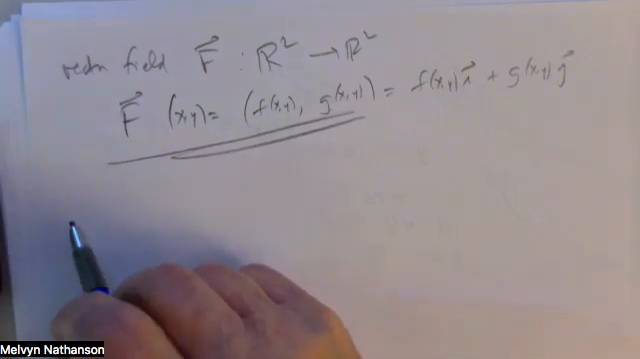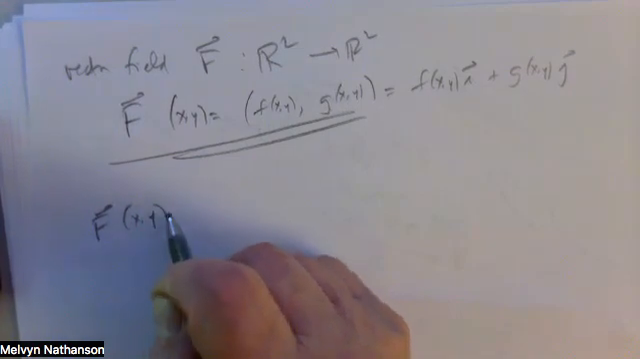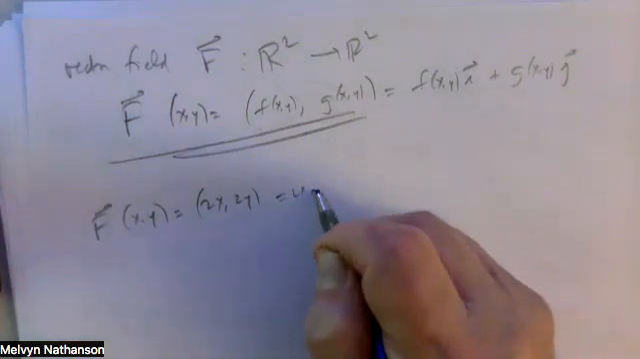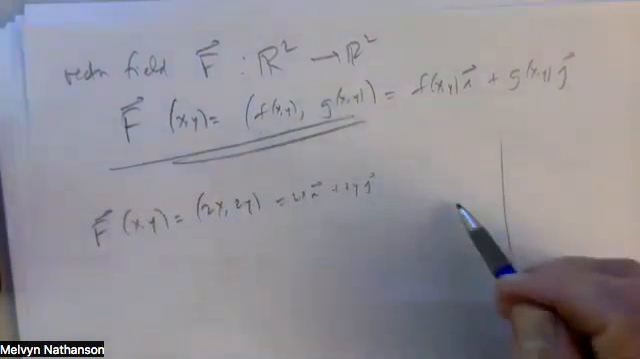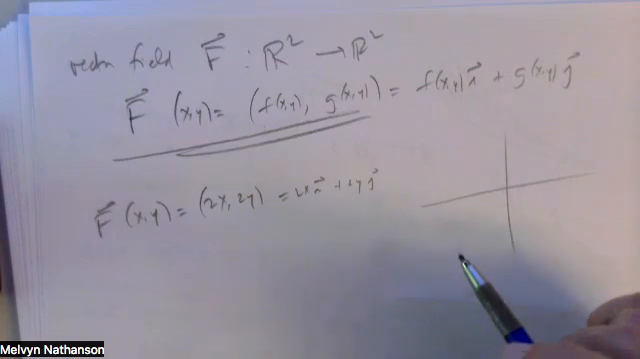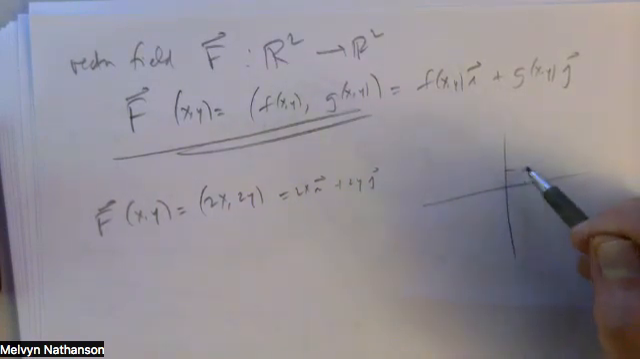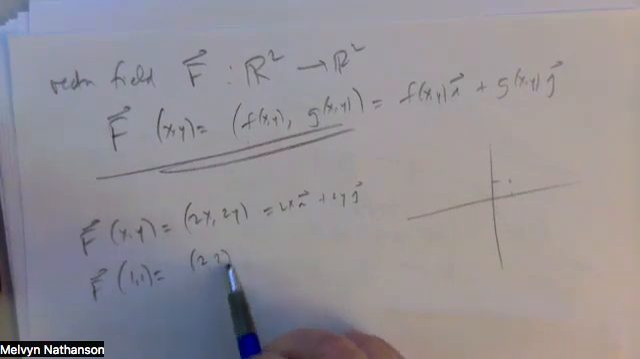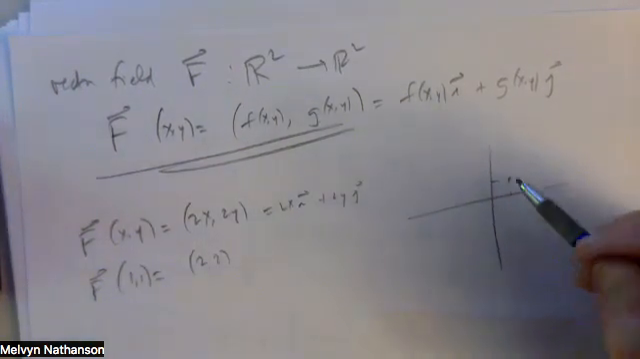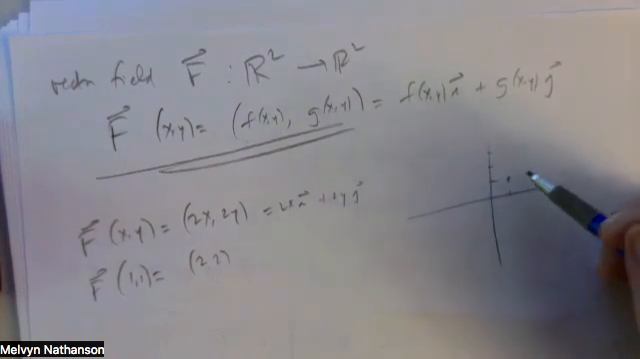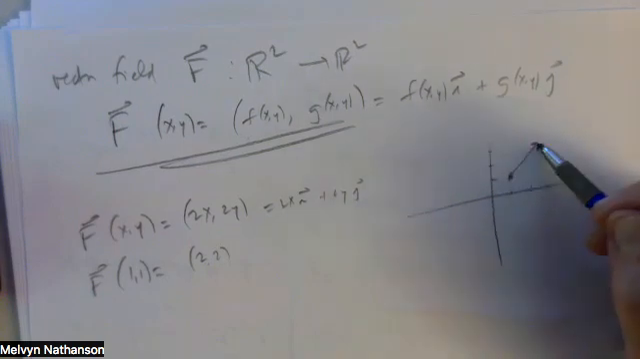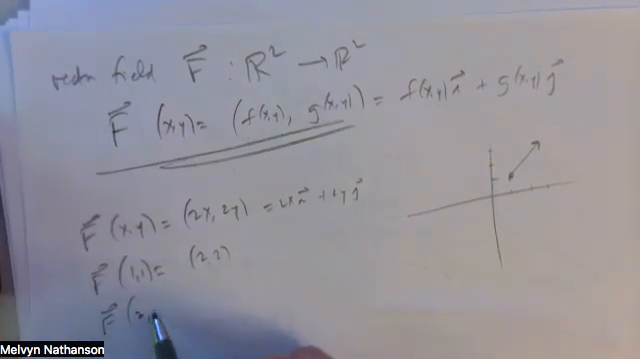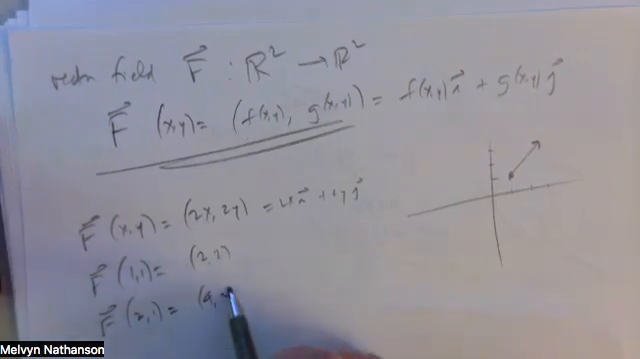So we could have, for example, F of x, y is the vector 2x, 2y. Or if you like, 2x i plus 2y j. So this means to every point in the plane, you assign a vector. So for example, F of 1, 1 is the vector 2, 2. So at this point, you assign this vector 2, 2. F of 2, 1 would be the vector 4, 2.